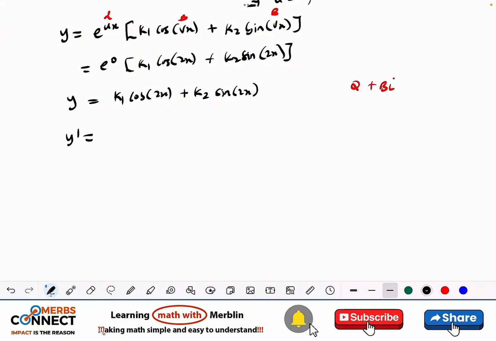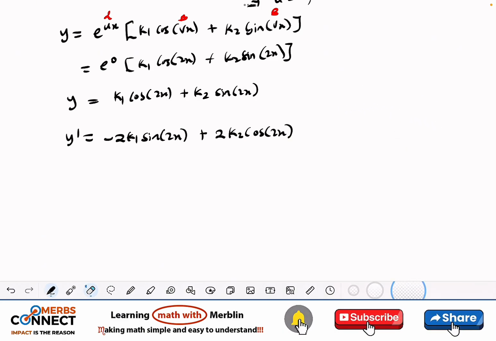Let's differentiate. When I differentiate cos, I get minus sine. I differentiate what is inside, I get 2. So I'm going to have minus 2k1 sine 2x plus, when I differentiate sine, I get cos, and when I differentiate what is inside, I get 2. So I get 2k2 cos 2x.